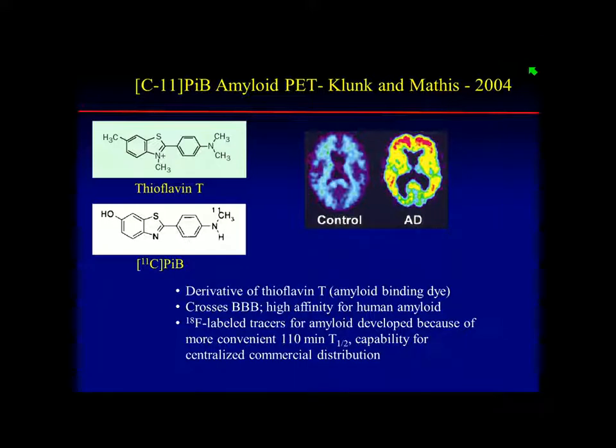And again, this is just a bit of history. This is the C11 PIB, the amyloid agent that's used for Alzheimer's imaging that was developed by Klunk and Mathis in Pittsburgh in 2004. This is a thioflavin dye that is an amyloid binding dye. And so they developed this agent, the C11 PIB, to simulate the thioflavin. And as I mentioned, there are F18 tracers for this amyloid that have now been developed. But in essence, in the normal, you just see after injection, it's quickly washed out of the brain, and in the Alzheimer's patient, it's retained.